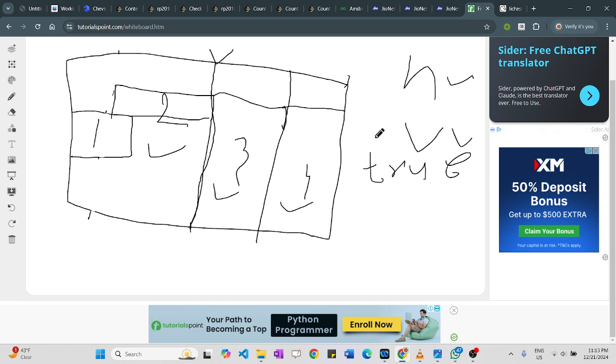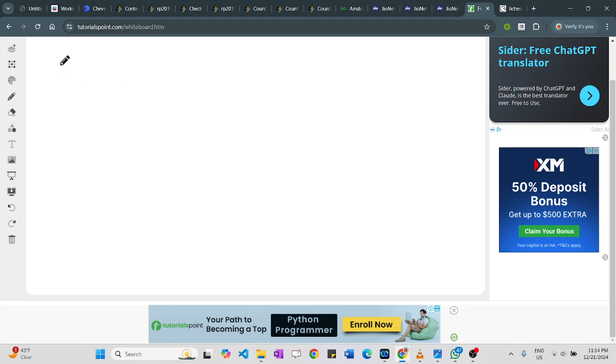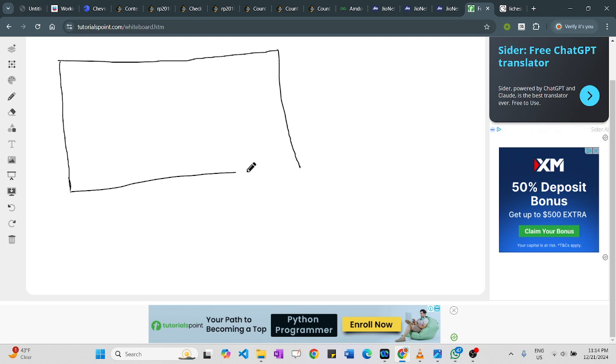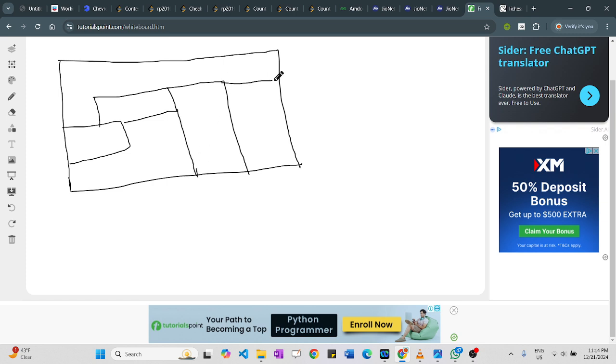I think we have understood what we have to do, and now let's move toward how we can do it. Okay, so this is the grid, and this was the test case which we are trying to understand. This is the first rectangle, this is the second rectangle, this is the third one, and this is the fourth one.